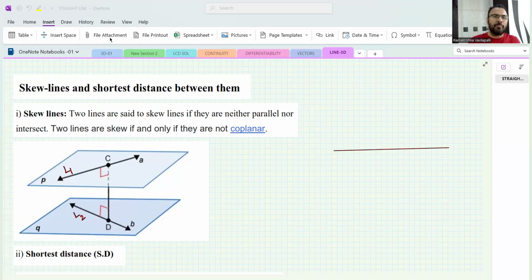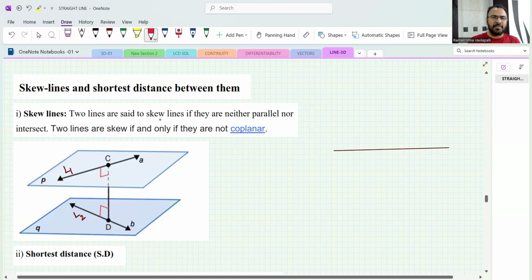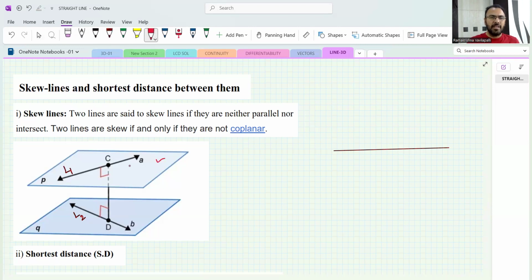See, on the upper plane, I have taken one line. On the lower plane, I have taken another line. Here you see, this is one line, this is another line. These lines are neither parallel nor intersecting, and they are not lying on the same plane.